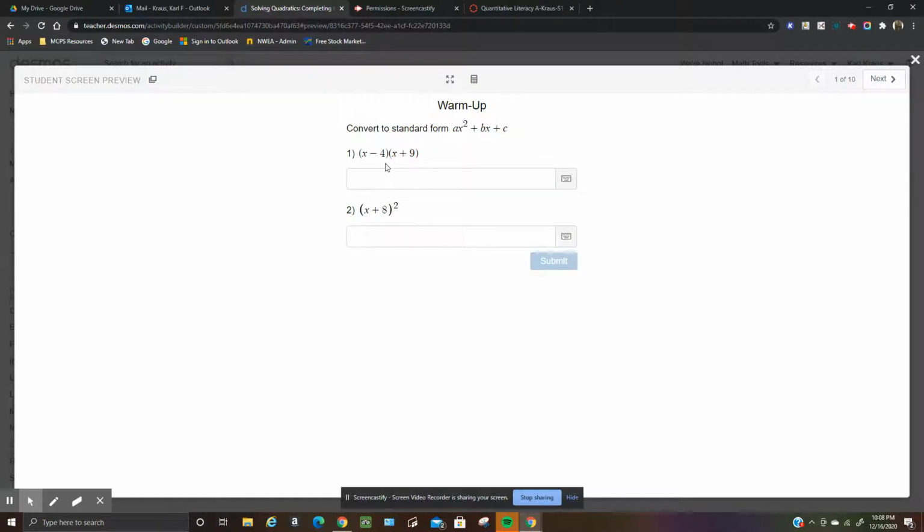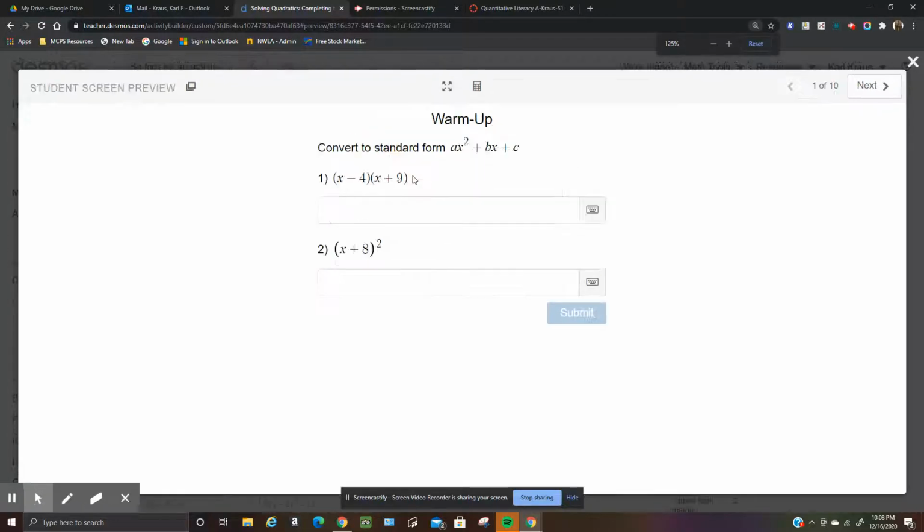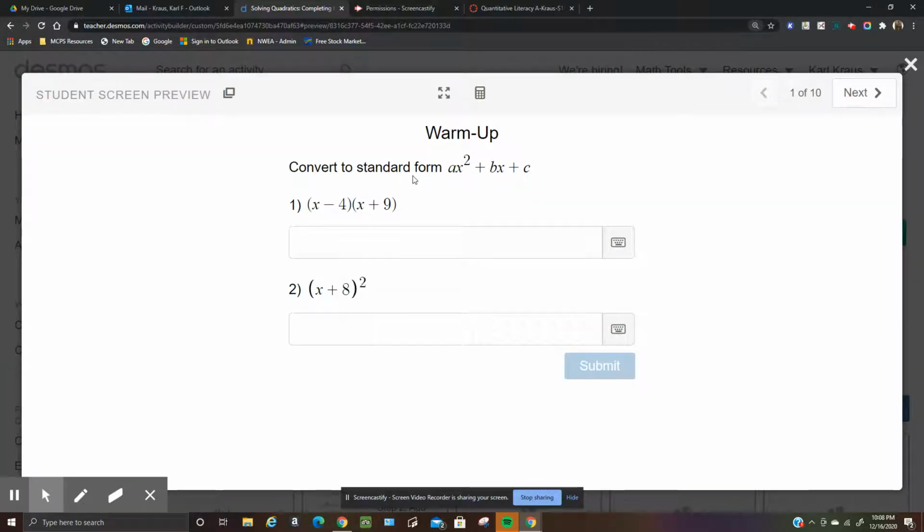All right, this is the solving quadratics, completing the square video. Let me make this warm up bigger here. So they want you to convert this to standard form.